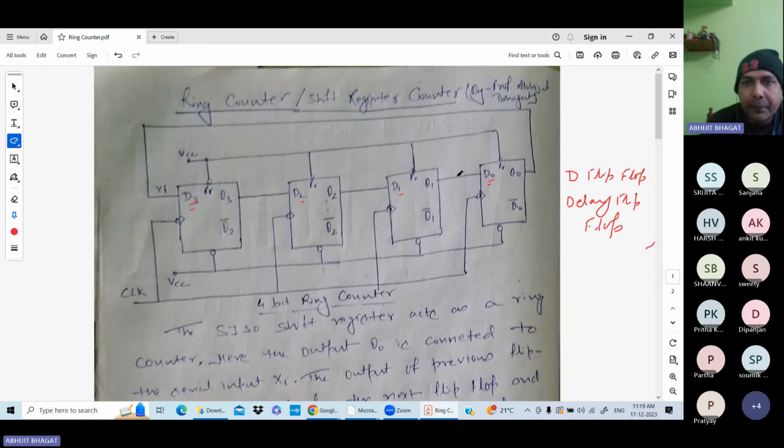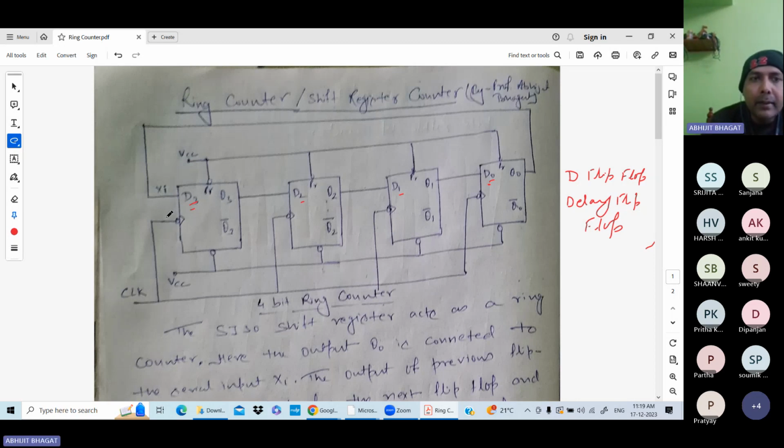Is it okay? Yes, sir. And the last flip flop output is input to the first one. Okay. So this is all about the inputs.